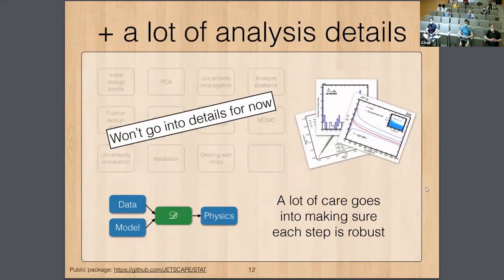There are also a lot of details about the Bayesian analysis that I will not go into for now, because it can easily be a 1-hour seminar. I would just say that a lot of care goes into making sure each step is robust, and that the analysis itself is robust, both inside JETSCAPE and also among many other colleagues doing similar analyses.